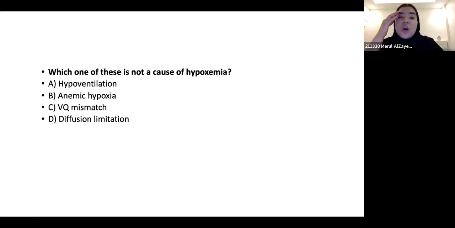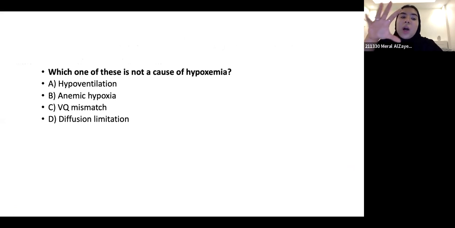Which one of these is not a cause of hypoxemia? Yes, straight to the point. You guys know the difference between hypoxia and hypoxemia. This is because anemic hypoxia is a type of hypoxia and not hypoxemia, if that makes sense. It's tissue hypoxia. That's just a recall question. Is everyone good with that?